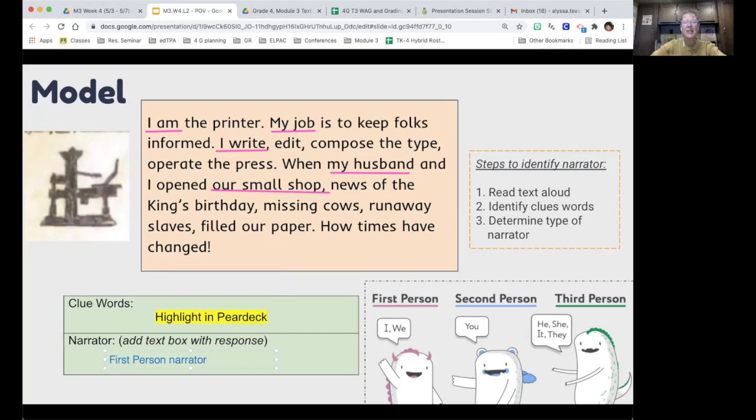So Kipsters, just to point out, if this were a third person narrator, we would see an outside person talking about this printer, like, she is a printer, her job, her husband. But as we see, this is first person because she's the printer and she's telling her own story.